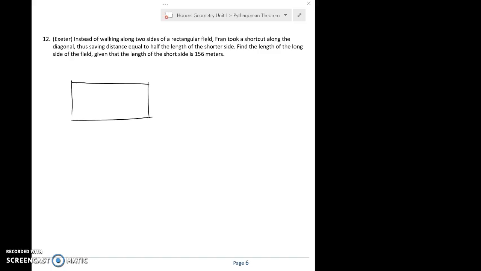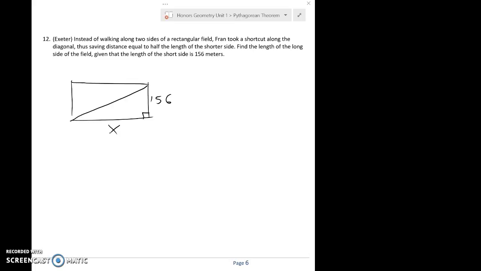So remember, it's a rectangle, so I'm going to put a little right angle symbol here, there. And it says to find, so she's going to be walking along the diagonal of this rectangle. If she didn't walk along the diagonal, it says that the short side is going to be 156 meters. So I'm just going to write 156 on the side. And the long side is going to be unknown, so I'm just going to call it x. Now we've got to go back to the idea here of the diagonal.